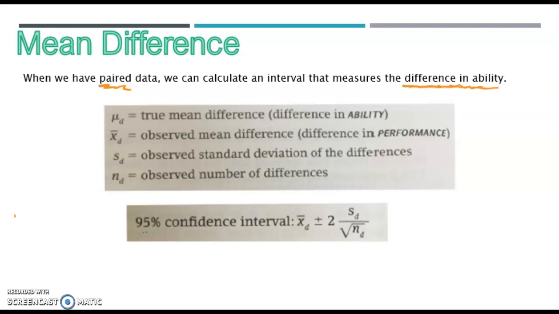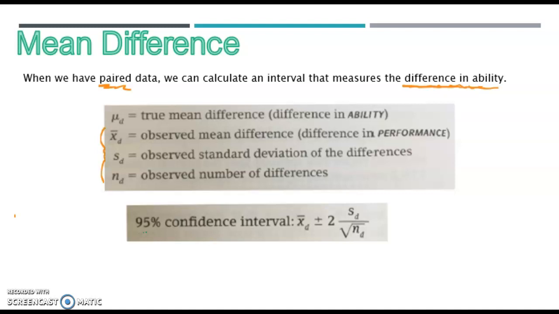When you get down here, you're going to notice they put in a subscript D, so that is for the differences. The true mean, which is going to be mu, because that's a true mean difference in ability. Down below this, these are the three that we normally get our hands on. You've got the observed mean difference, the standard deviation of the differences, and the number of the differences.